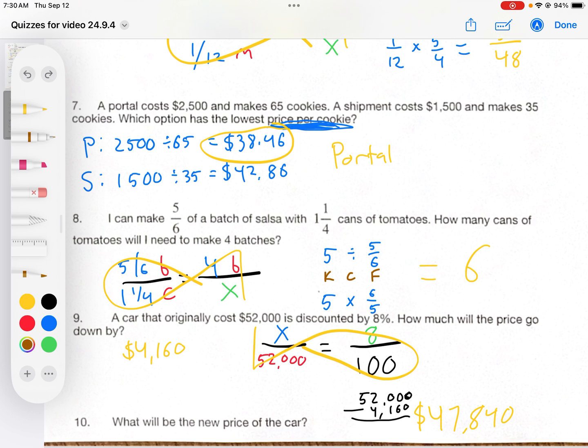So that is it. That is the practice quiz and quiz from just a little while back.